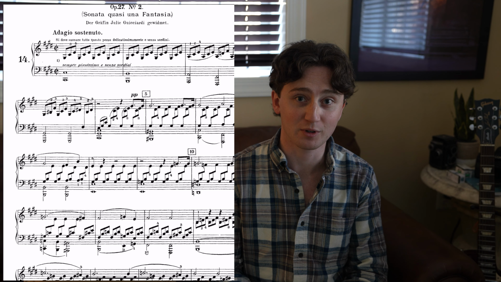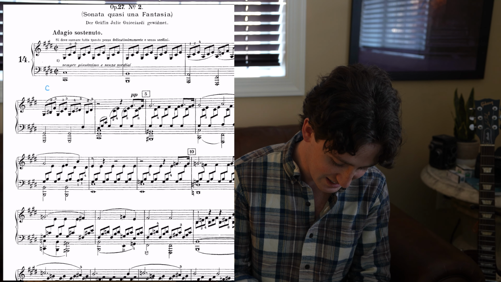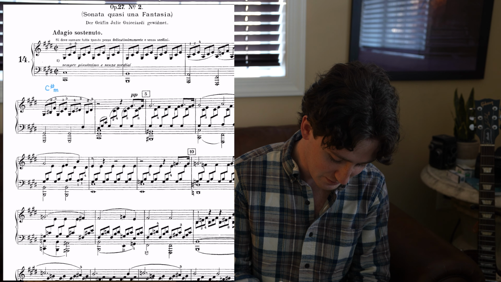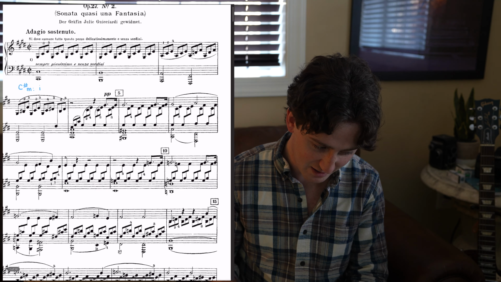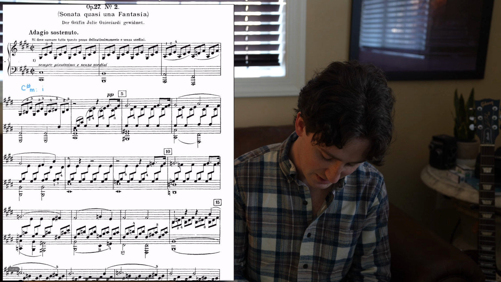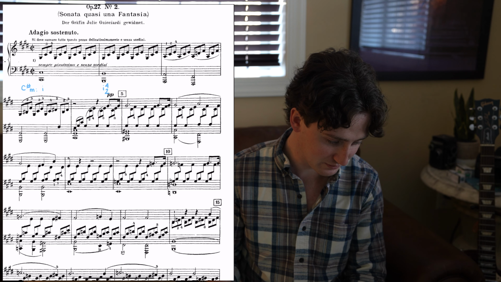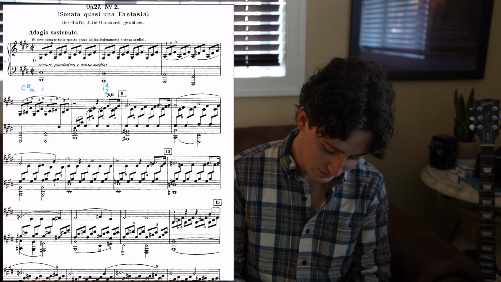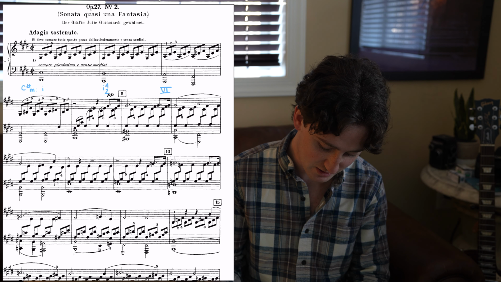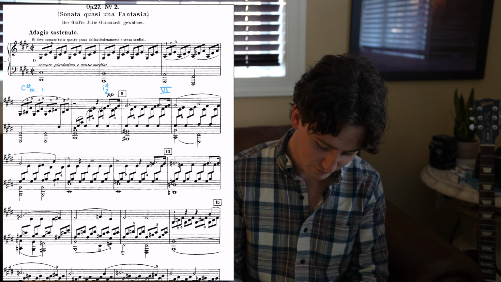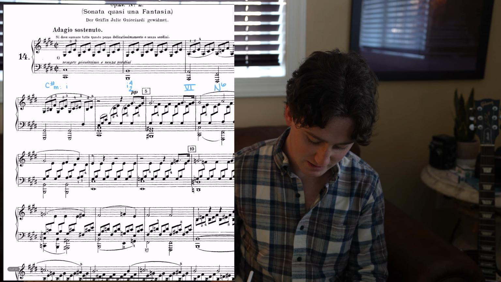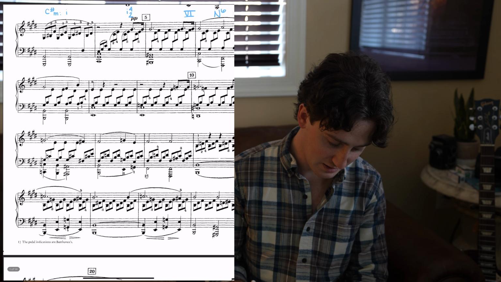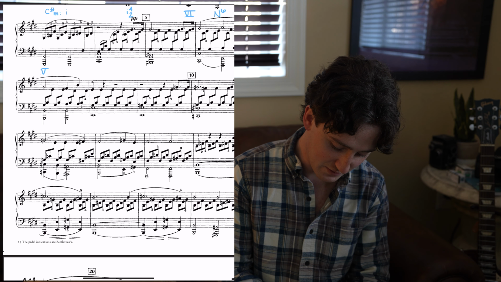So starting off, we're in C sharp minor. First chord, C sharp minor. This turns into a 1, 4, 2. Going to 6. And then to Neapolitan. From there, 5, 7.